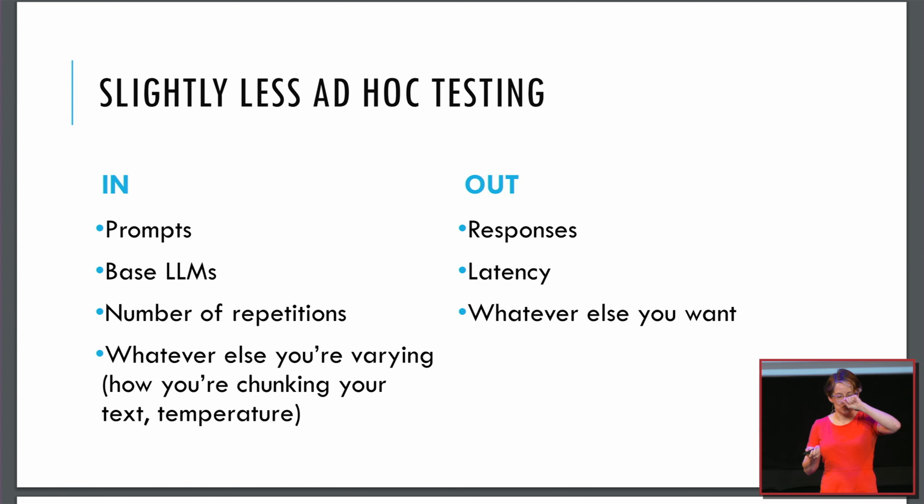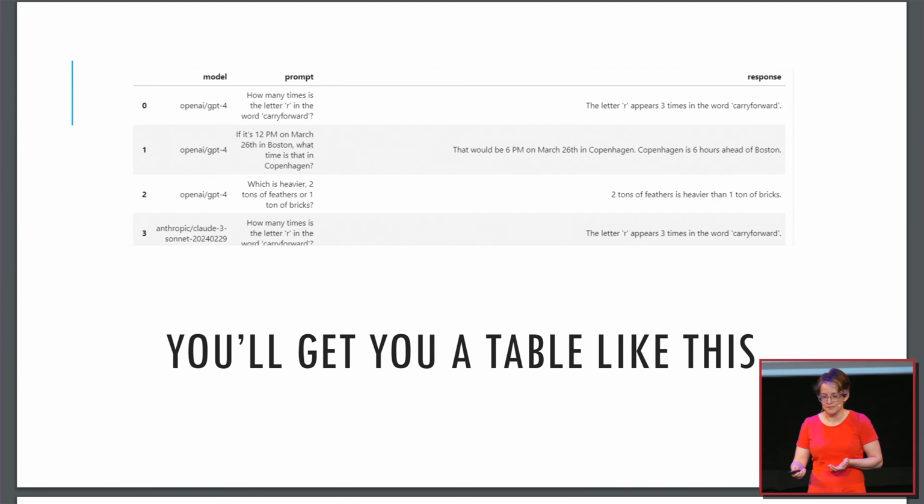You're trying various combinations. So you're sticking that in, and then out you're getting your responses, and that's the main piece, that's the text. But also if you're interested in something like latency, number of tokens, cost, whatever else you want, you're going to do that. And that's going to look something like this. This is the most basic version of it. Here we're just varying model, and we're varying prompt, and you get a response, okay?